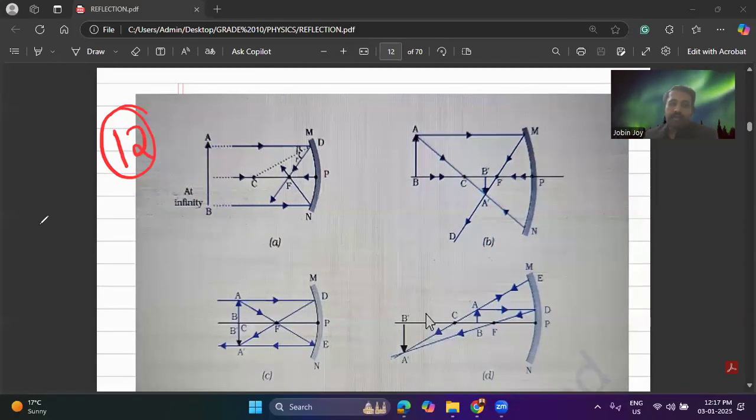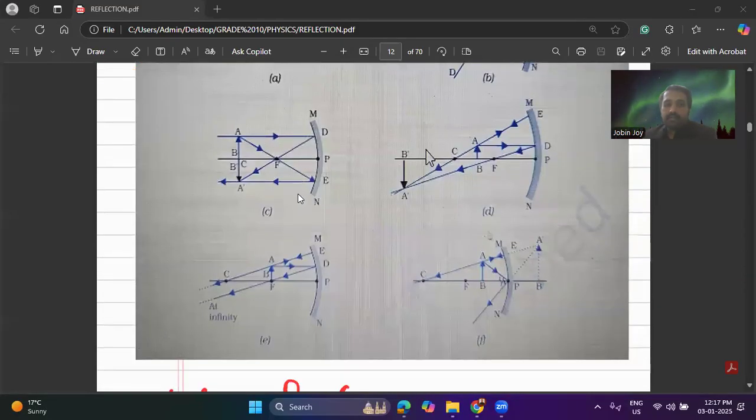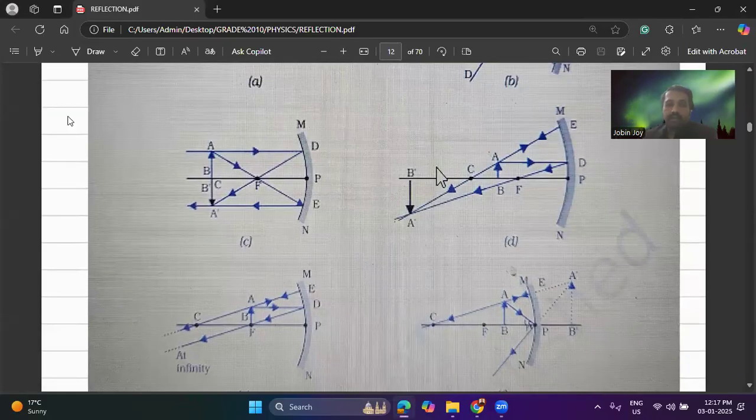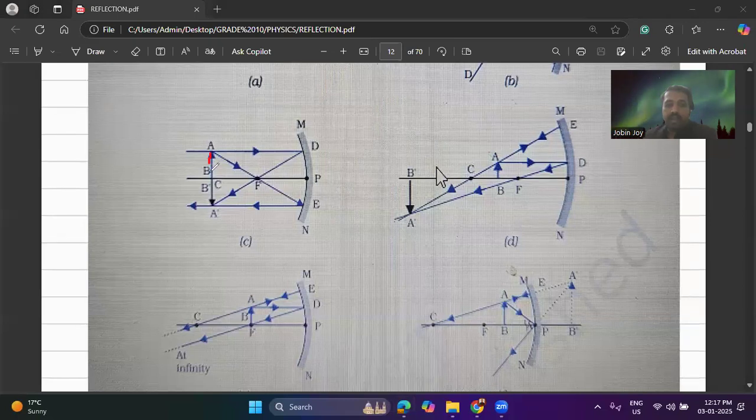Then coming to the third case. Here you can see this is the object AB, and where is the object? The first case we discussed, the object is at infinity. The second case is beyond C. Then this is the third case. Third case means the object is at point C, that means at the center of curvature.